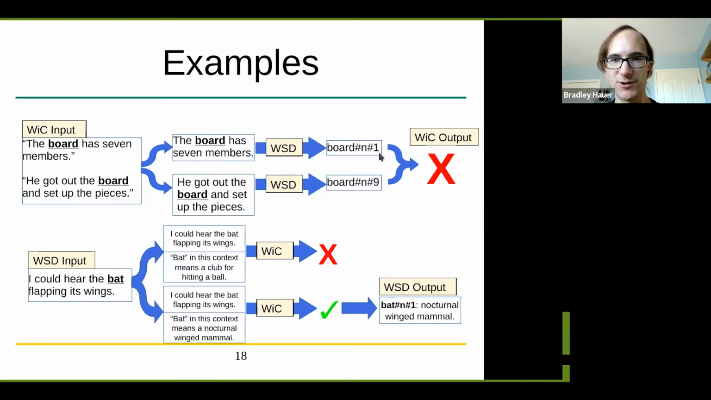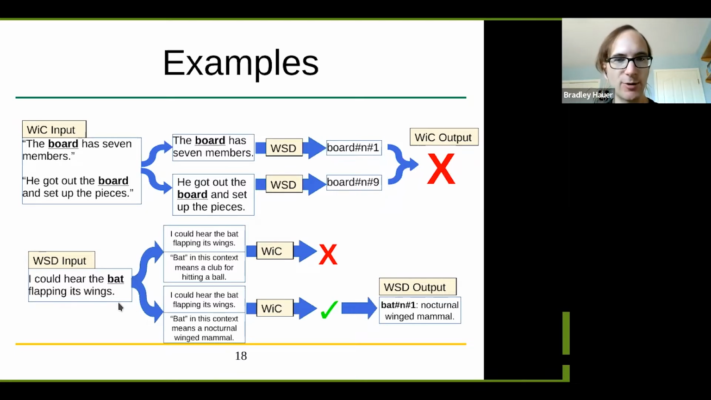So this is the first synset in which the noun board appears. This is the 9th. So board has quite a few senses in WordNet. But we can clearly see that the sense assigned to board in the first context is not the same as the sense assigned to board in the second context. So because they do not have the same sense, under our hypothesis, they must not have the same meaning. And so our WIC output is negative under our reduction.